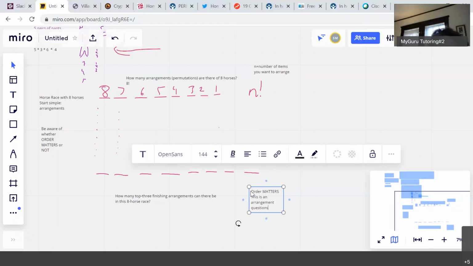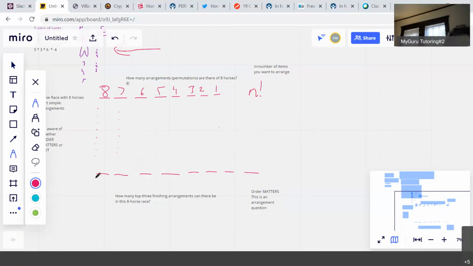So when you're doing that, we start out the same. It's like you still have any of 8 horses that can fill the top slot. Now we have to figure out who's in second place. 7. Who's in third? 6. But then you're done, because all the different ways of arranging the bottom 5 don't matter. We don't even want to think about them. We want to ignore them. So it's simply going to be 8 times 7 times 6, and then you're done.